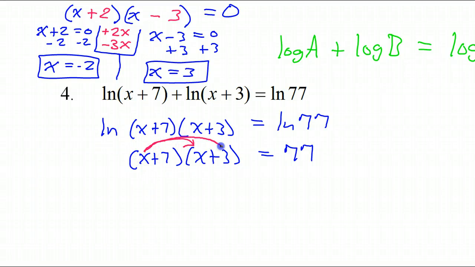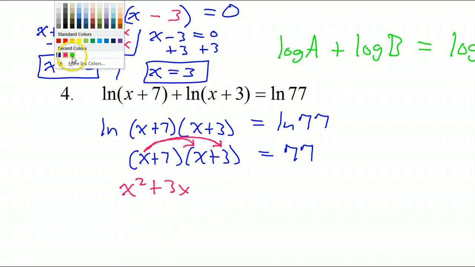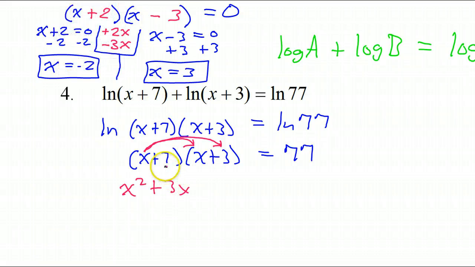So we're going to start by distributing the x. X times x is x squared. X times 3 is 3x. Then we are going to distribute the 7. 7 times x is 7x. 7 times 3 is 21.